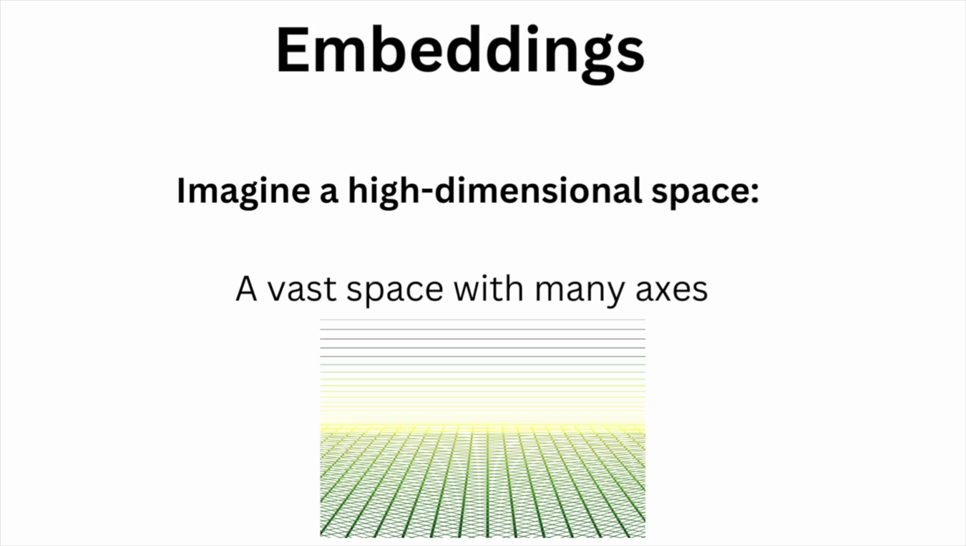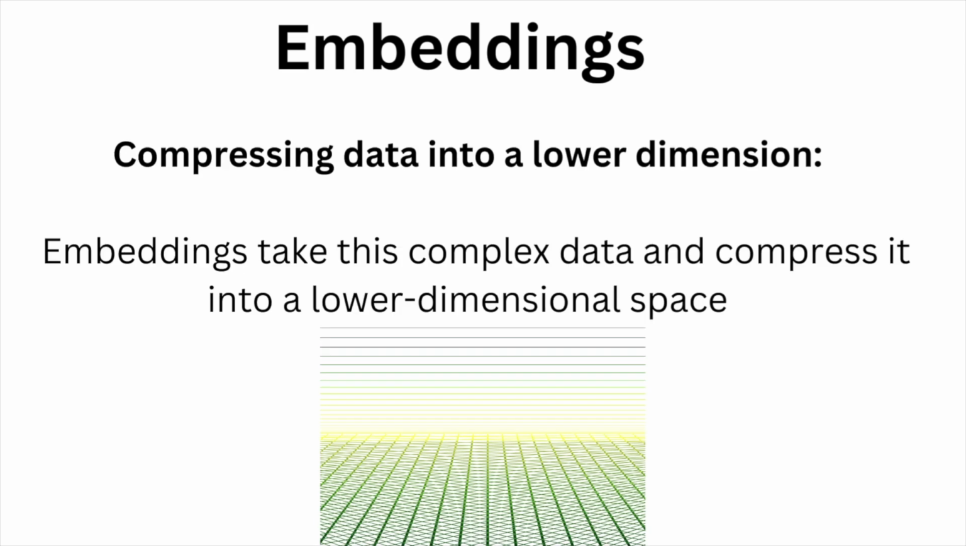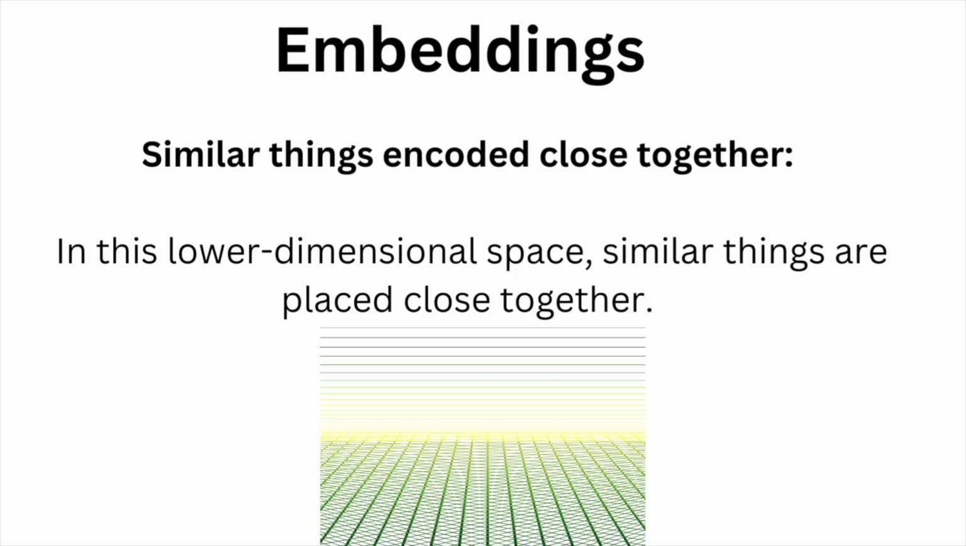Processing data in a high dimensional space like this can be overwhelming for machines. So embeddings take this complex data and compress it into a lower dimensional space with just hundreds of dimensions, like fewer dimensions. And then similar things are encoded closely together. In this lower dimensional space, the key is that similar things are placed close together. So words with similar meanings or images with similar content will be encoded as nearby points.